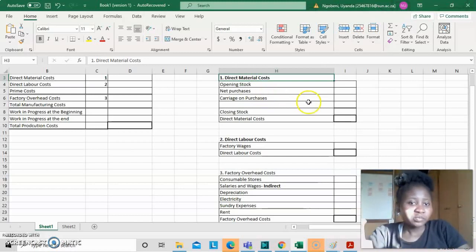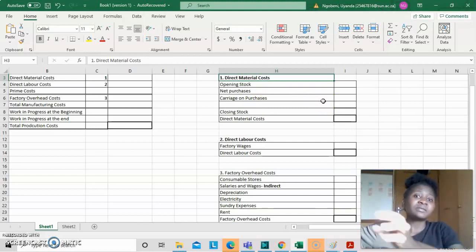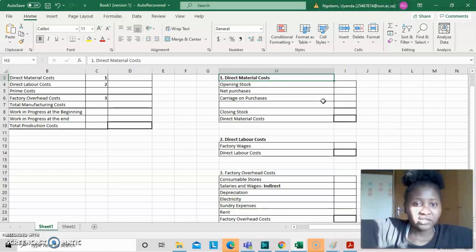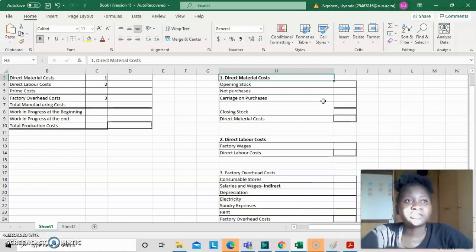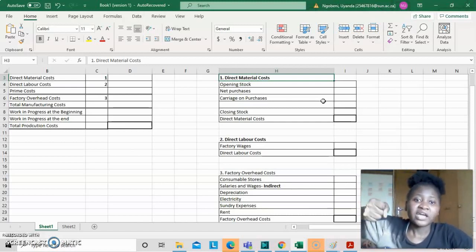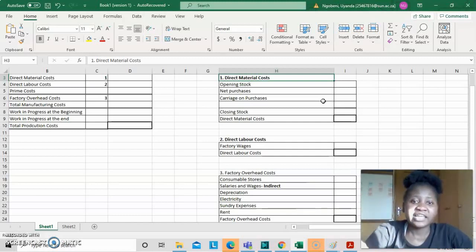And then carriages and purchases, like the transport to transport the goods from the supplier to the factory. Sometimes you may include things like custom duties. You bought it outside of South Africa and then you have to pay custom duties. Custom duties is tax, obviously, and it adds more cost to the material cost.